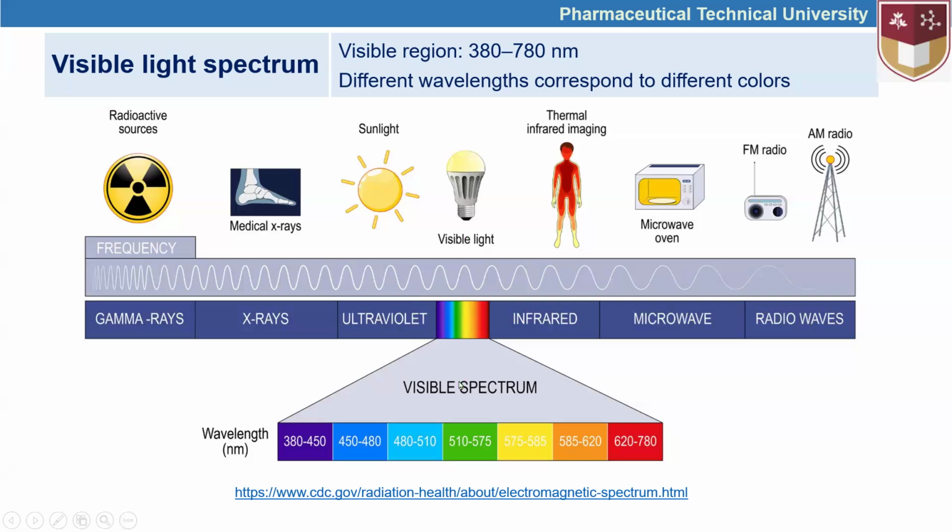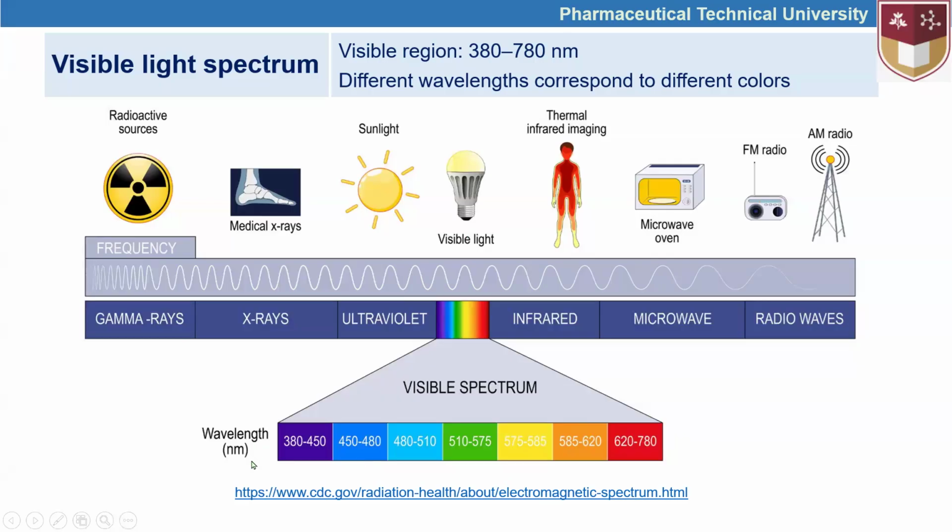So today we are going to talk about the visible light spectrum that is used to determine the concentration of compounds that develop different colored complexes or just compounds.